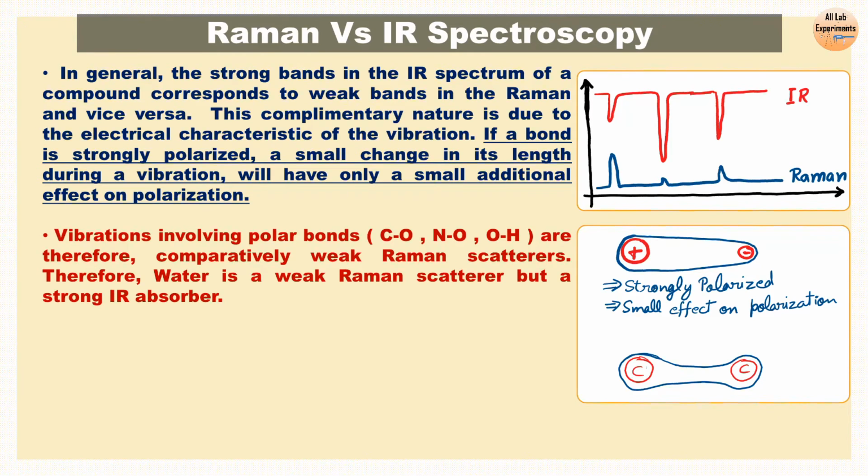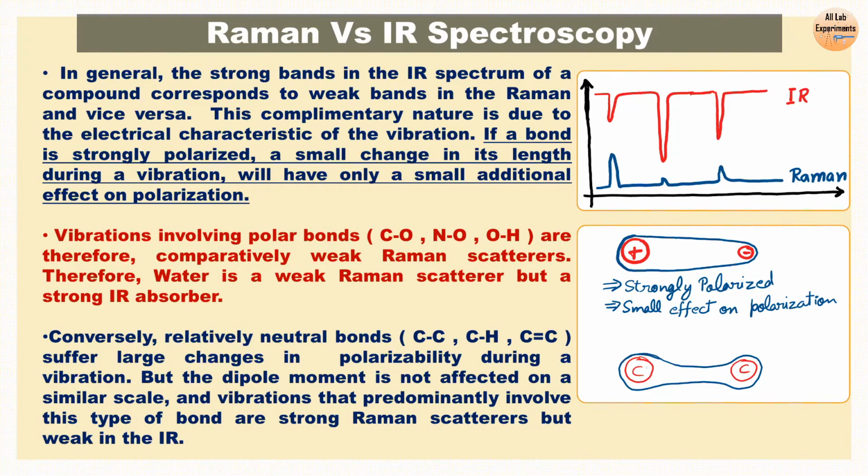That is the reason water is a weak Raman scatterer but a high IR absorber. So in infrared spectroscopy, moisture is a problem, but in Raman spectroscopy, moisture is not a problem. On the other hand, if we look at the carbon-carbon bond, which is a neutral bond, when some energy falls on it, it shows a high change in polarizability. That is the reason it becomes a strong Raman scatterer but a weak IR absorber, because there is no change in its dipole moment.